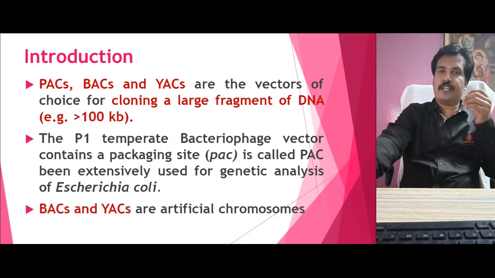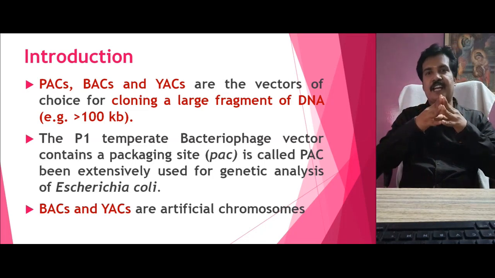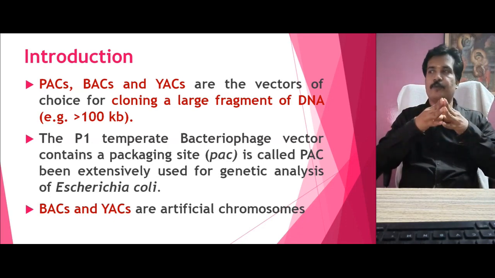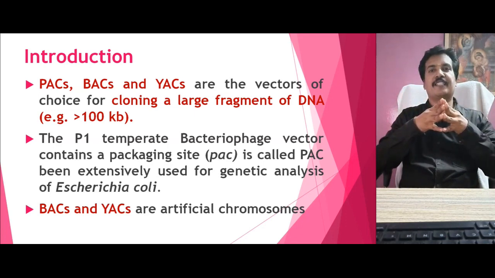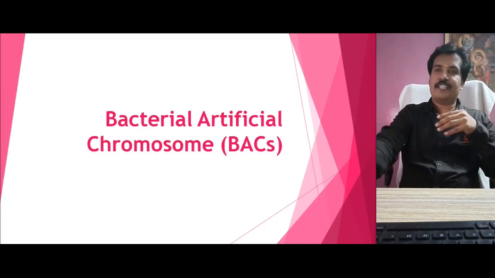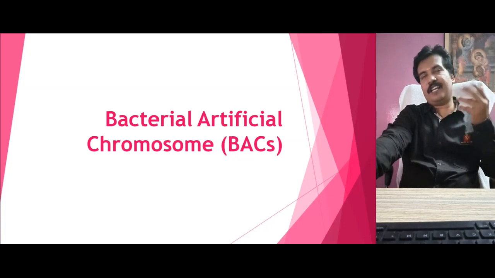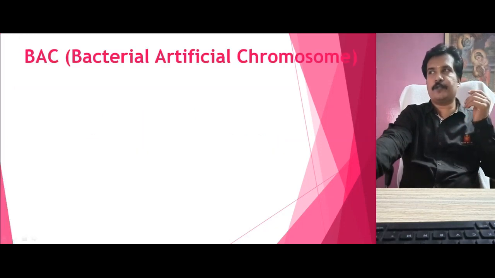There are different types of artificial chromosomes. The ones we have understood most extensively are BACs and YACs. BAC stands for bacterial artificial chromosome and YAC stands for yeast artificial chromosome. These are the two major artificial chromosomes extensively used as vectors in the human genome projects. Let us study them one by one. First we will understand the BAC, the bacterial artificial chromosome.